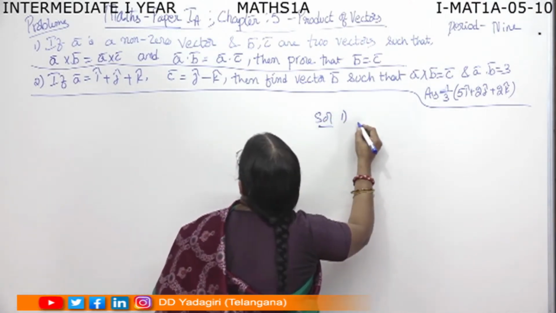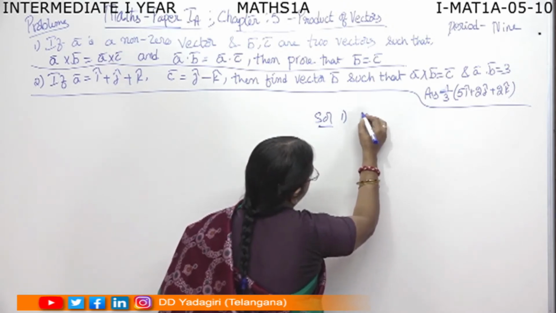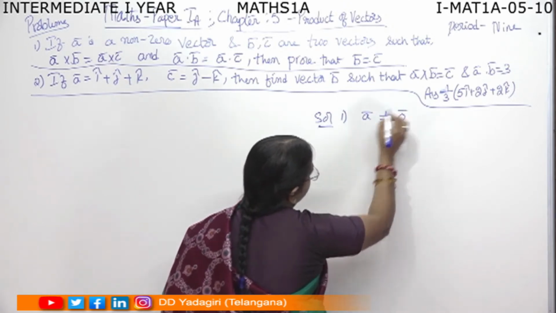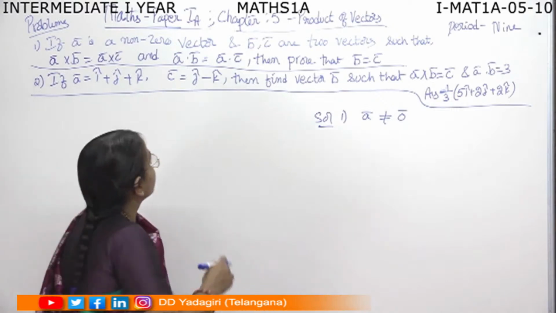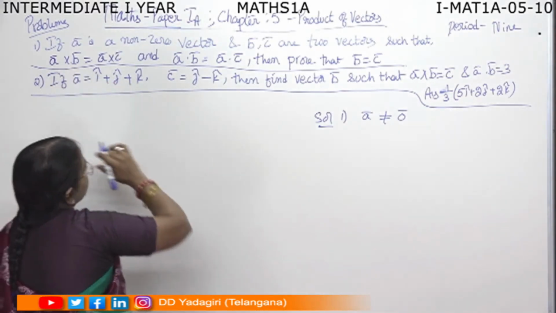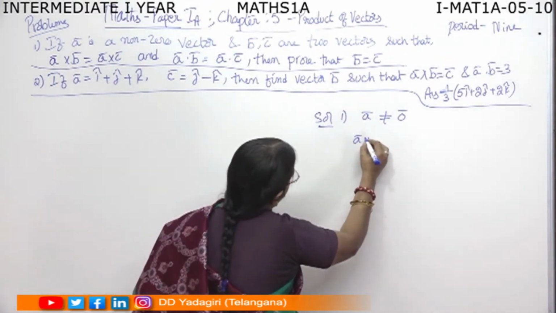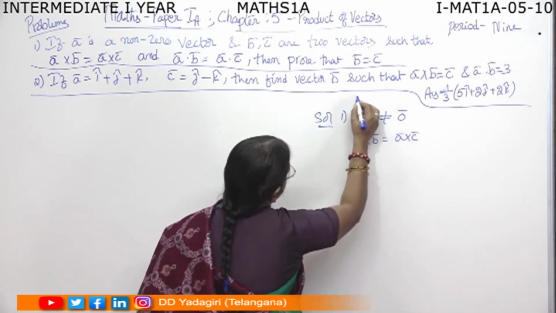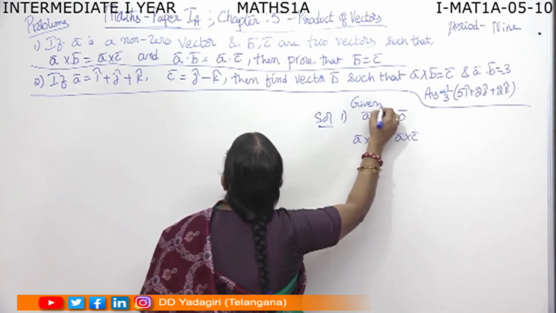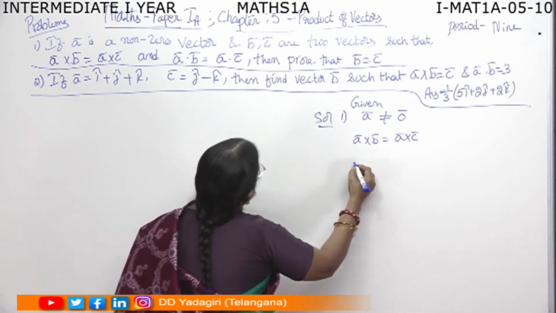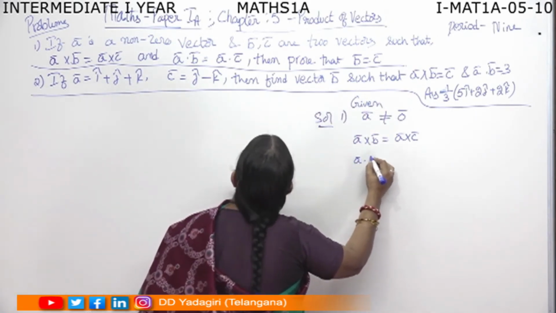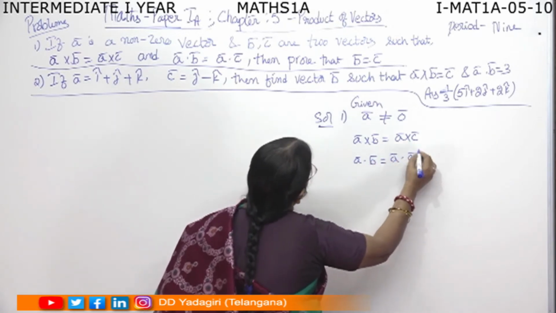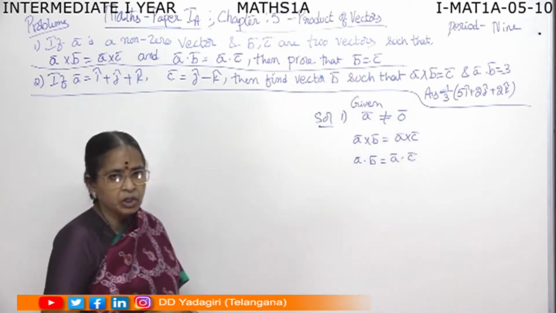A is a non-zero vector. A is not equal to the zero vector. And then A cross B is equal to A cross C is given. So these are all given. And then what else is given? A dot B is equal to A dot C is given. You must show that B is equal to C.